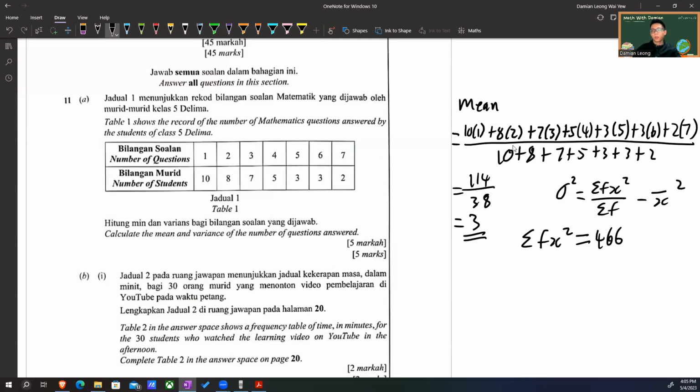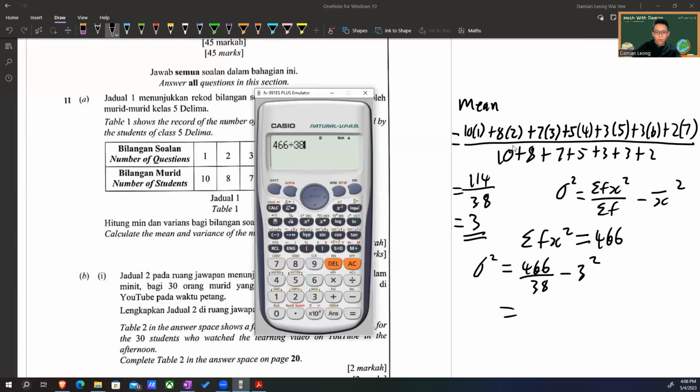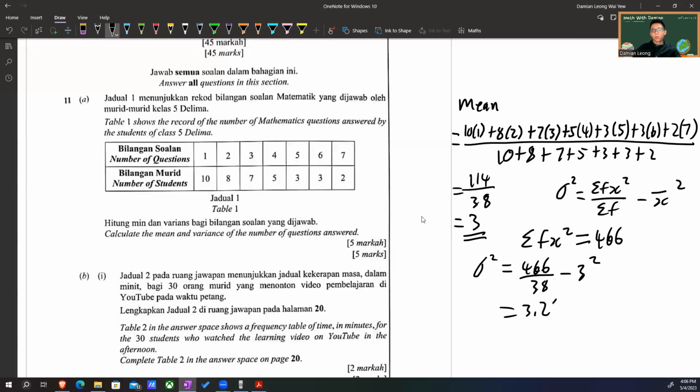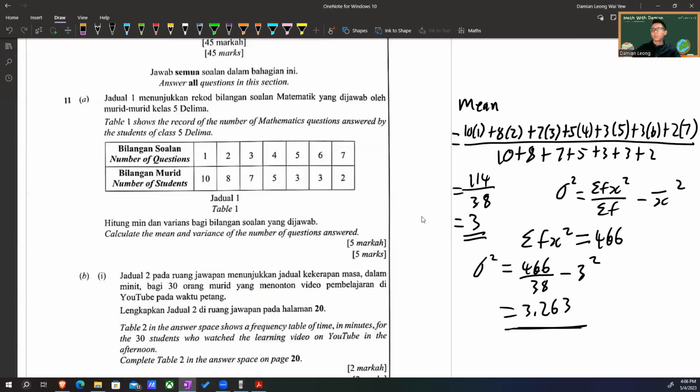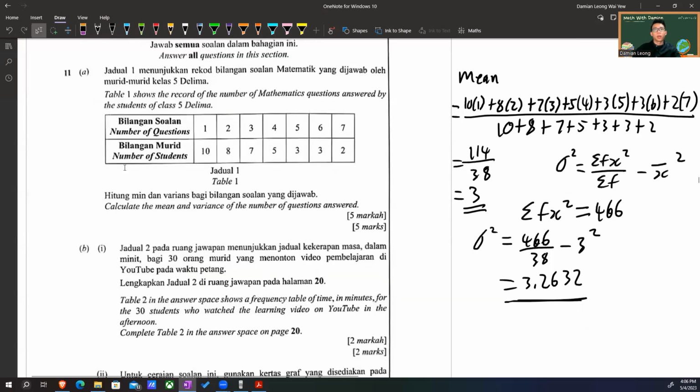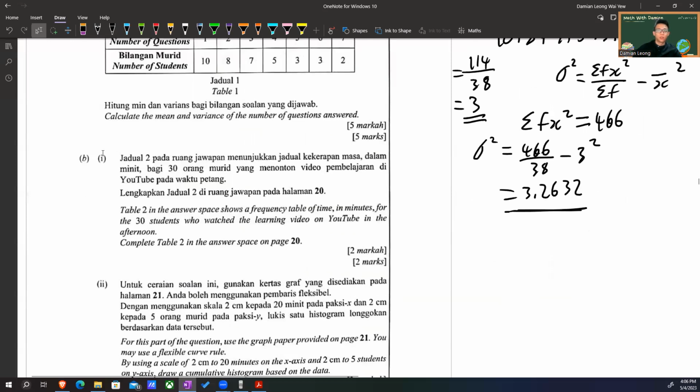Then I use the formula. Variance is the sum of fx square, 466, over the total frequency, 38, minus the mean square. The mean is 3, so minus 3 square. 466 over 38 minus 3 square is 3.263. If you want 4 decimals, it is 3.2632. But 3 decimals is also fine, unless they tell you how many decimals or significant figures they want. If not, generally 4 is fine.